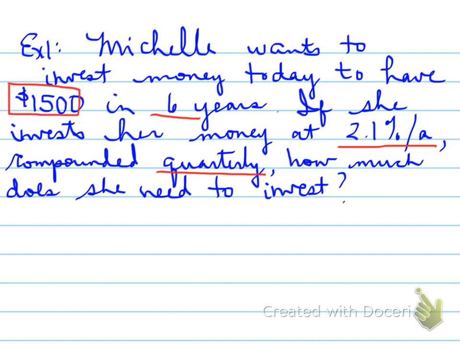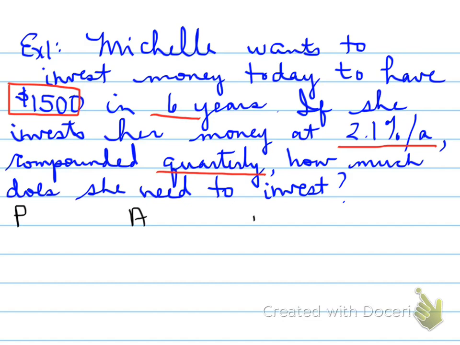We need important information here. For example, we need the $1,500. The $1,500 is in 6 years. So that's our future amount. 6 years represents our time. Okay? 2.1% represents our rate of interest. Don't forget to convert it to a decimal. And then this quarterly represents our word. We need the word to divide with the interest and multiply with the years.